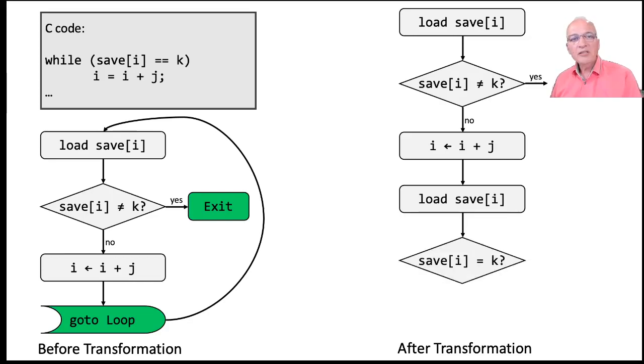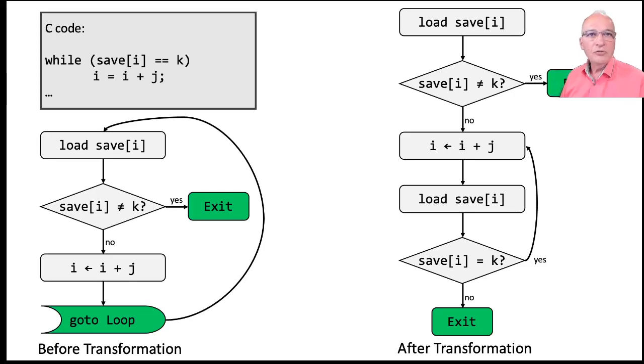And now I will test whether save I is equal to k. If the answer is no, I go to the exit. If the answer is yes, I go back to the position where I had incremented the value of I. So what I have done here is an initial load and an initial test. And then I repeat: I got the body of the loop, and then I repeat the load and the test, but my second test is different than the first one. And if the answer was yes for that first test, I would be going to the exit.